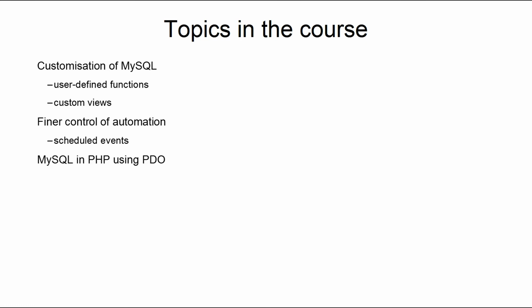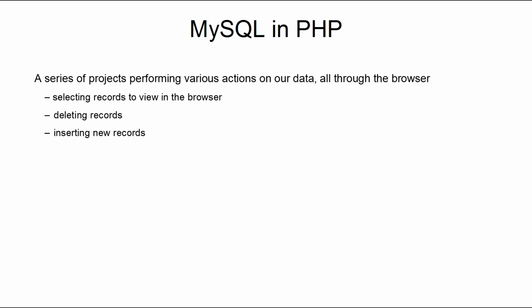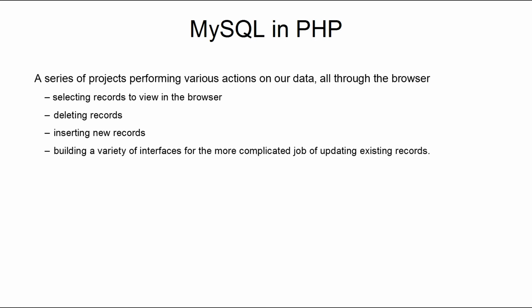In the final chapter, we put this into practice by connecting PHP to MySQL using PDO, which is the most up-to-date, most secure, and most convenient connection method. We complete a series of projects performing various actions on our data, all through the browser. Selecting records to view in the browser, deleting records, inserting new records, and building a variety of interfaces for the more complicated job of updating existing records. Once you've completed the course, you will be very experienced in all the most important topics in MySQL.